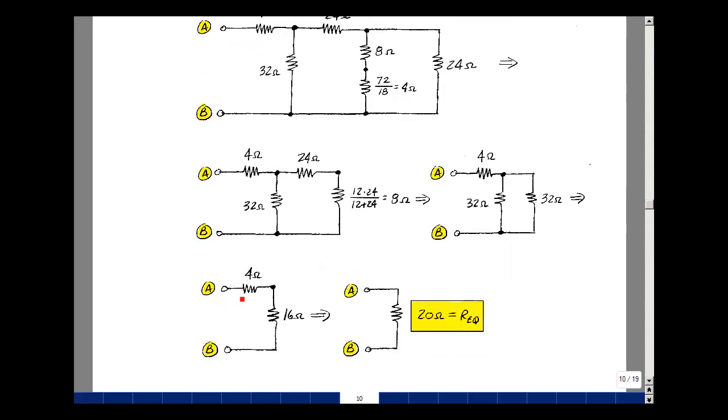And lastly, we have a 4 ohm sharing the same current with 16, and that would give me 20 ohms for R equivalent. And this is Supplemental Problem 2.9.